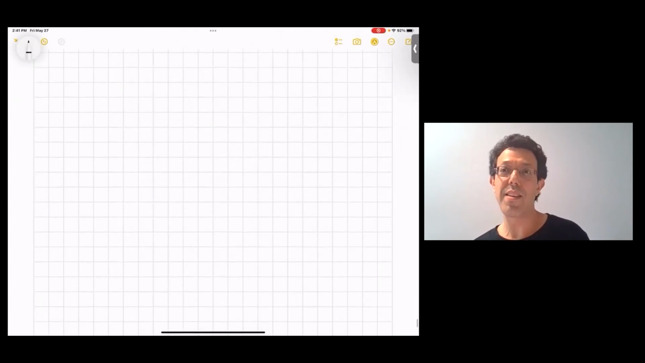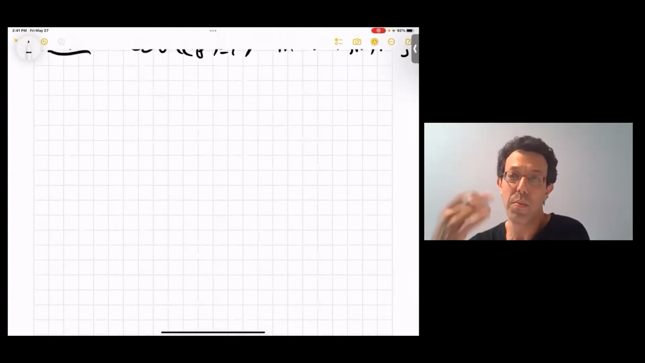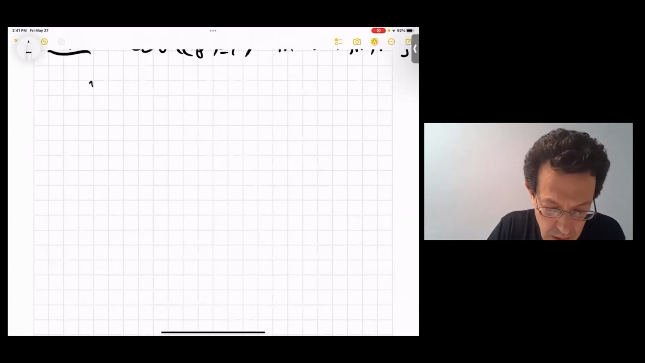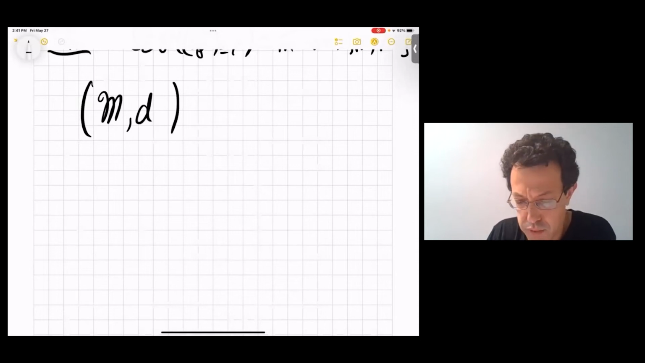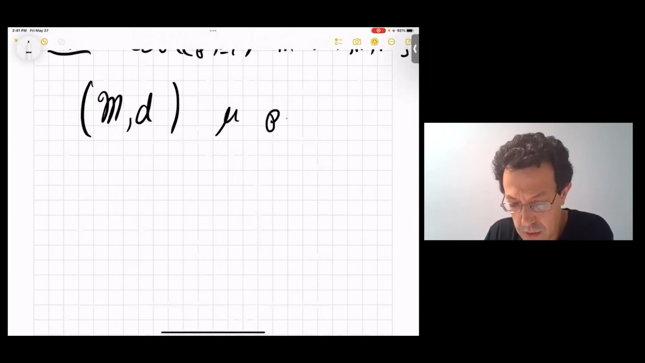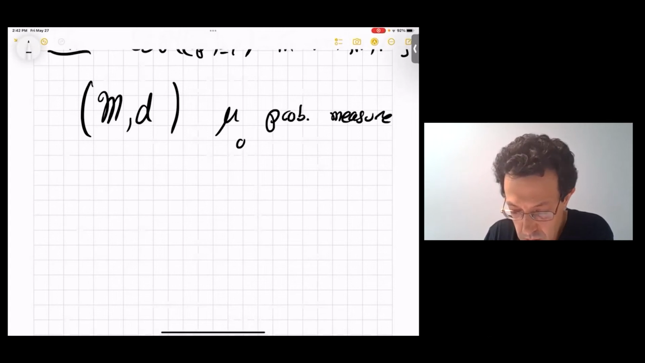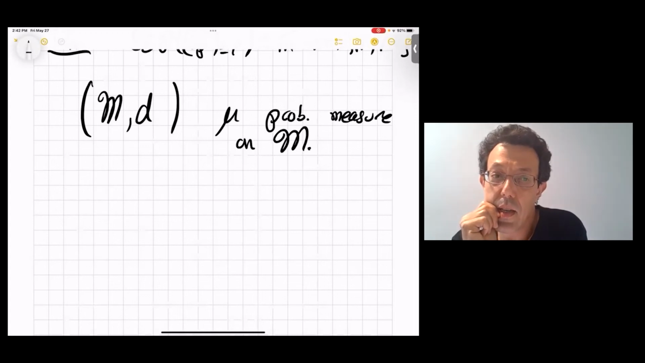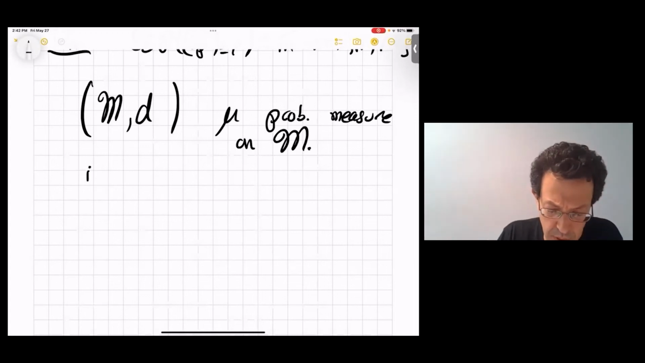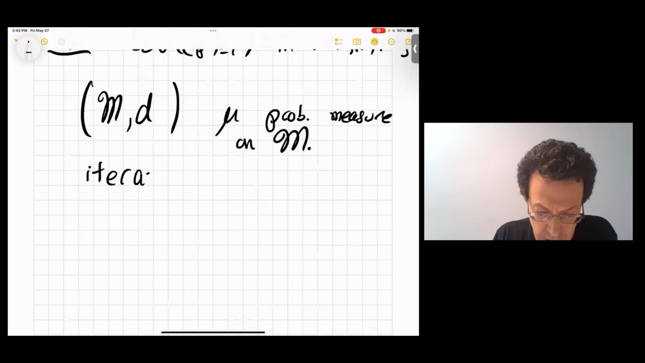So there is really a canonical way. If you have a metric space (M, d) and you also have a probability measure mu on M, then there is a standard way, which is called iterative ball partitioning. That's what everybody uses and what I use as well.